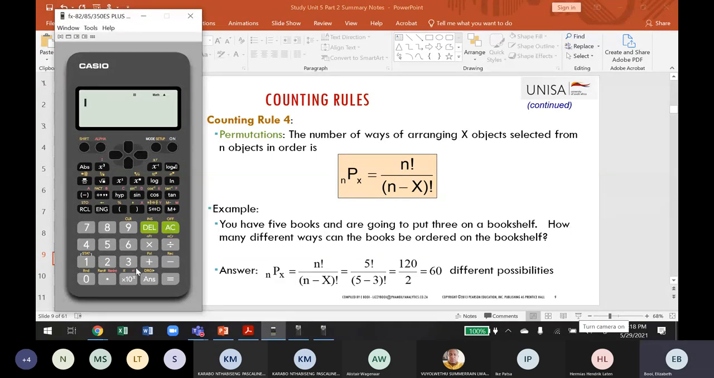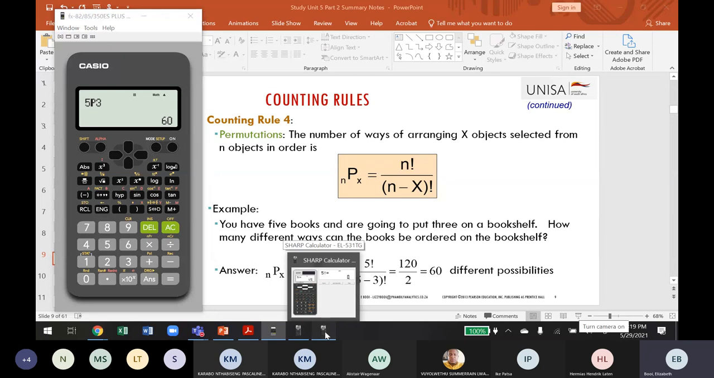Clear your calculator, and then we first put 5 because 5 is our n, so we say 5, and then we need to press the nPr button. It's on the multiplication button, written in orange. I'm going to press shift and then press multiplication, and then I need to press 3. And I have nPr, and I press equal, and that will give me 60 different ways.